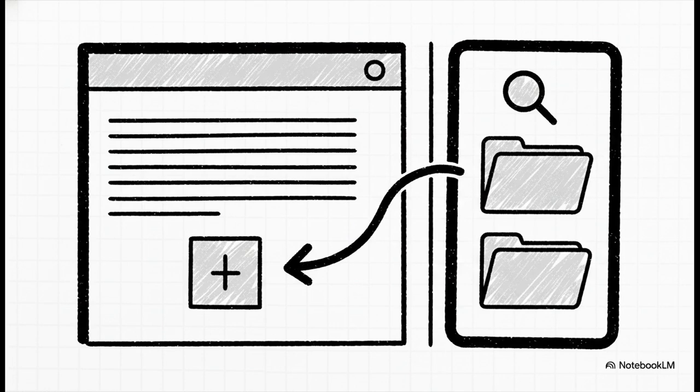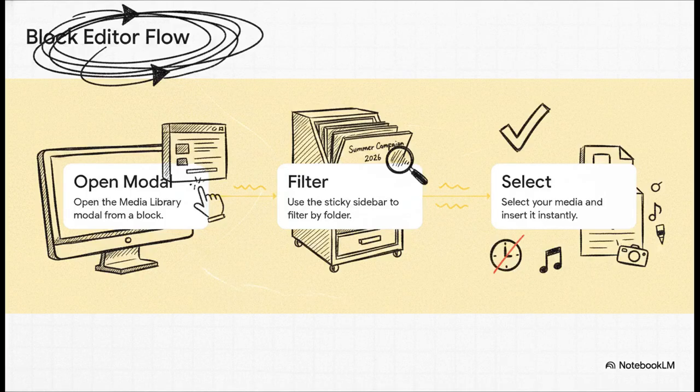The workflow is entirely uninterrupted. Let me walk you through just how fast this actually is. Step 1, your writer just pops open the media library modal right inside their post editor. Step 2, they instantly filter their search using the folder sticky sidebar, so maybe they click straight into, say, the Summer Campaign 2026 folder. And step 3, they select their media. Boom, done. What used to take 3 solid minutes of frustrated scrolling now takes about 3 seconds.